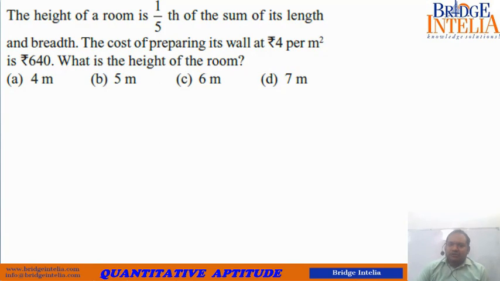The cost of preparing its wall at rupees 4 per meter square is rupees 640. What is the height of the room? Let's see. It is said that the cost of preparing its wall. What do you mean by preparing its wall? That means coloring its wall.